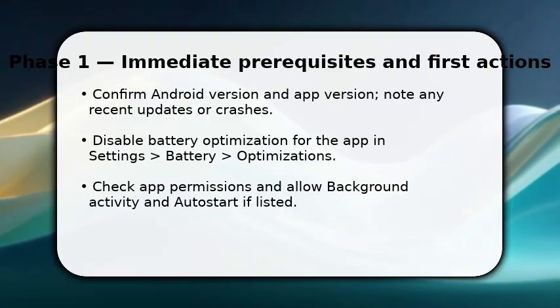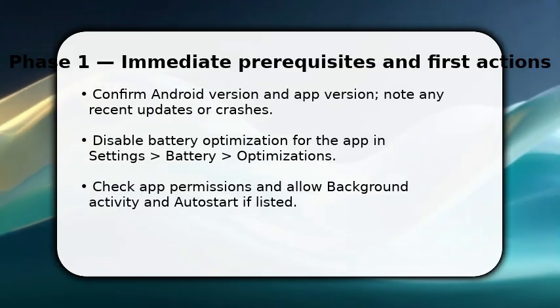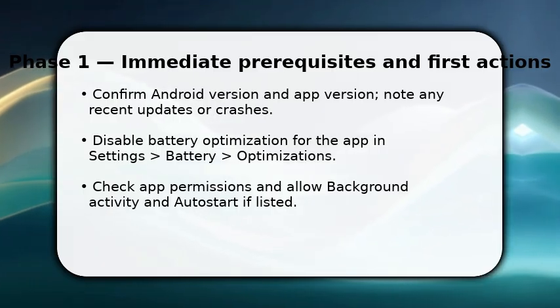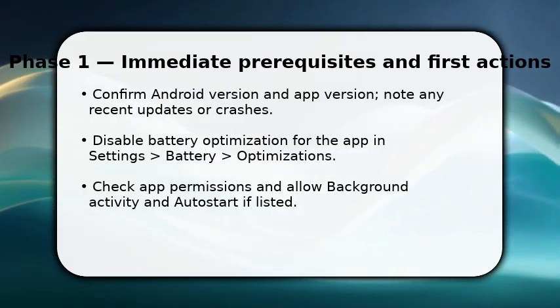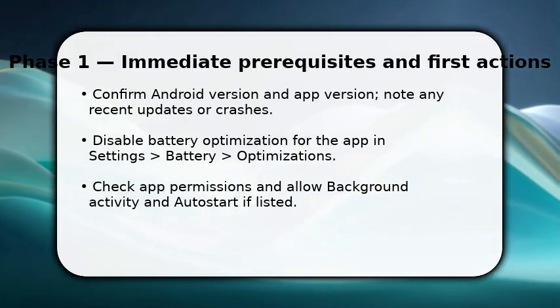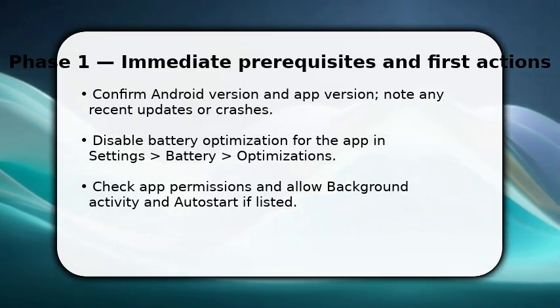You start by gathering essentials: your phone model, Android version, and the problematic app. Once done, go straight to settings and disable battery optimization for that app. This prevents the system from killing it. Make sure background activity and auto start permissions are enabled, because without those, the app cannot stay active.